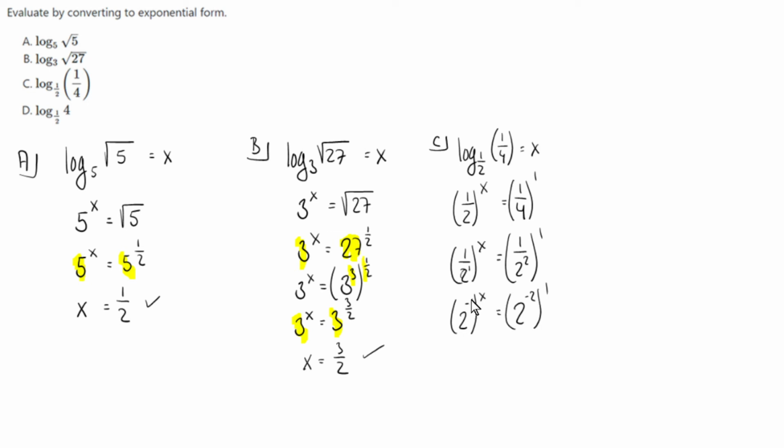We apply the power of a power law, so we multiply the exponents. So on the left hand side, we're going to be left with 2 to the power of negative x equals, and on the right hand side it's going to be 2 to the power of negative 2. Now that the bases are the same, we can drop the bases and we're left with negative x equals negative 2. And then to get just x, we multiply both sides by negative 1, which is going to give us x equals 2.